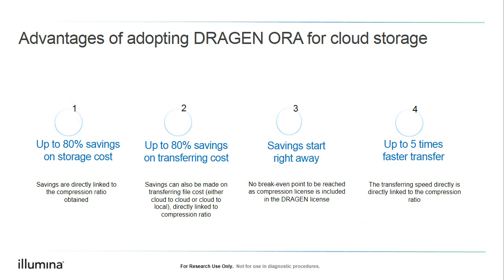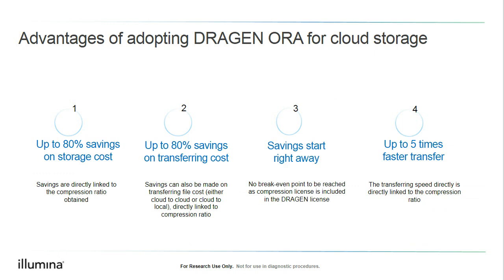The advantages of adopting DRAGEN ORA for cloud storage are therefore very evident, right? You can have 80% savings on storage costs. Here we are assuming that you have 5x compression with your NovaSeq data. You have 80% savings on transferring costs.